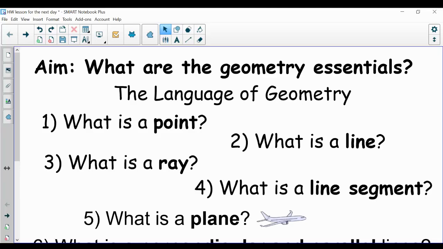Hello everyone. So today we're going to talk about the basic language of geometry. During class, you will hear me keep talking about geometry vocabulary. For example, a ray, line segment, or line, you need to know what I'm talking about. Okay, so that is the geometry language.